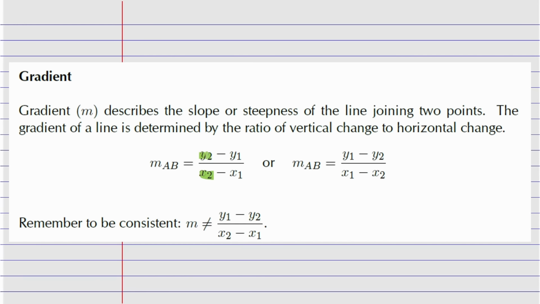If in the numerator you're going to start with y2, just make sure the factor in the denominator you're going to start with x2. Even here, if you're going to start with y1, just make sure the factor in the denominator you're going to follow up with x1. You can't start with y2 and then in the denominator say x1. This is completely wrong. This will be regarded as wrong. Remember that you need to be consistent.